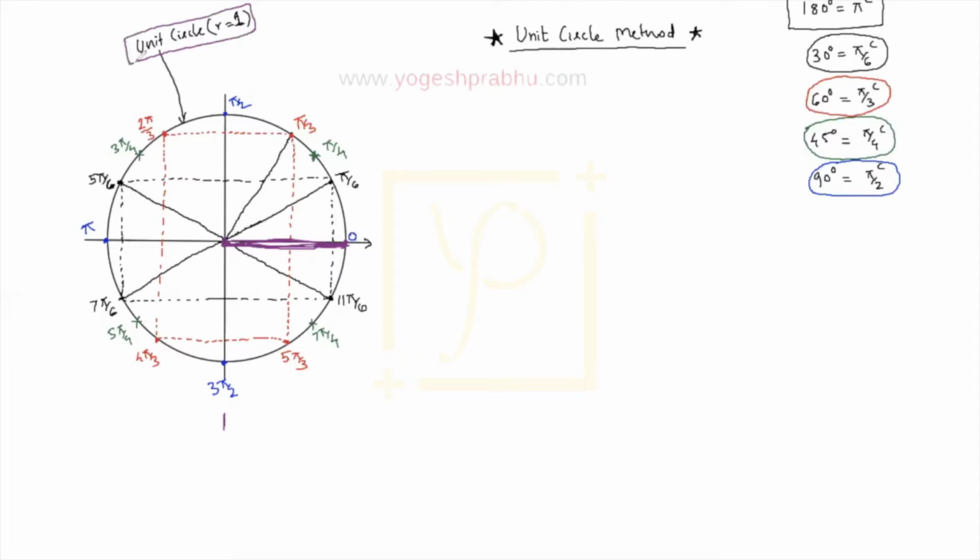And when I say unit circle, it simply means the radius is 1. So this full distance is going to be 1. Okay, just keep that in mind. It'll all make sense in a minute.